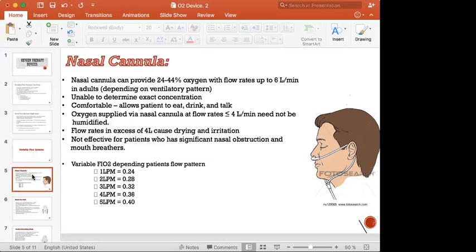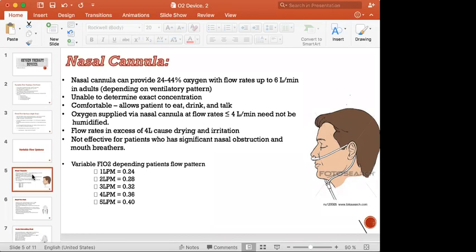This device has advantages and disadvantages. One of the advantages of the nasal cannula is that it's comfortable. It allows the patient to eat, drink, and talk. Comparing to masks like the simple face mask, the patient has to take it off, eat, drink or talk, and put it back.